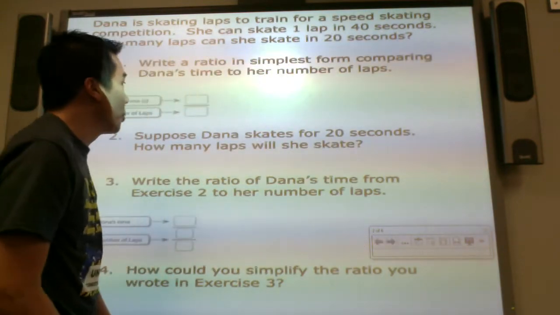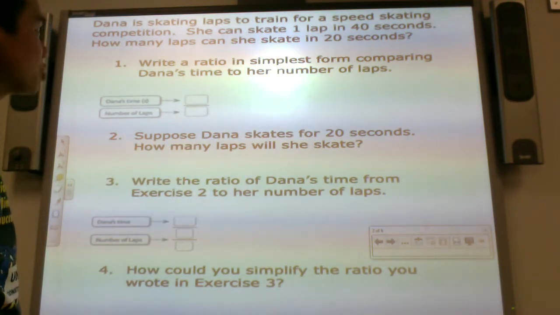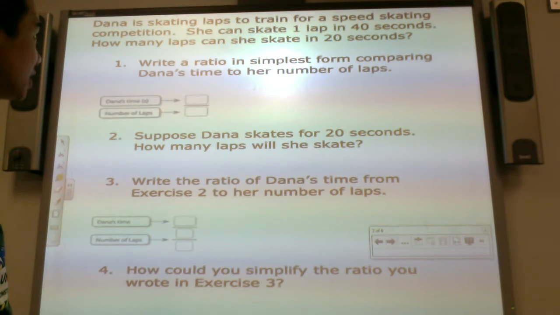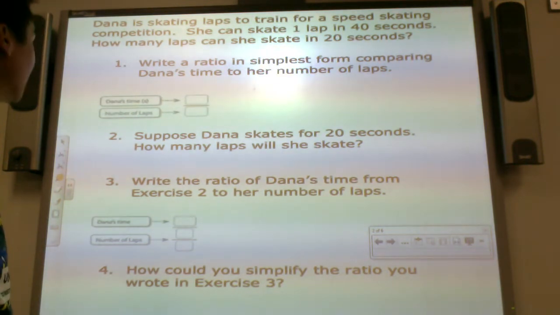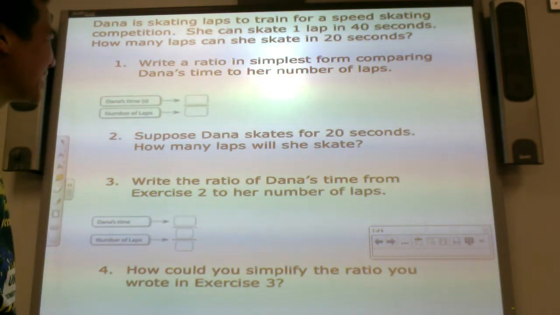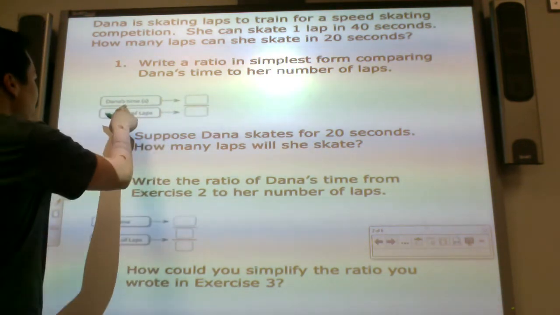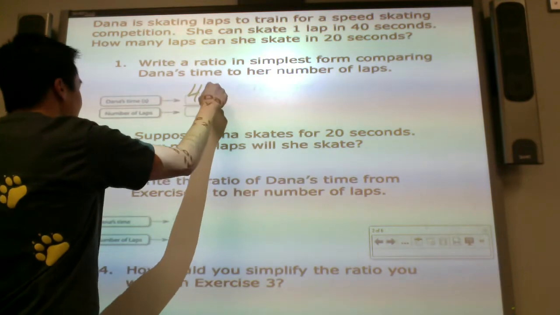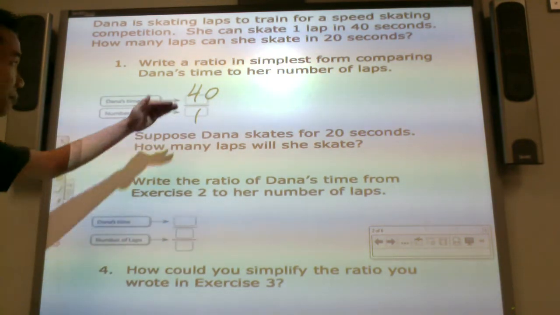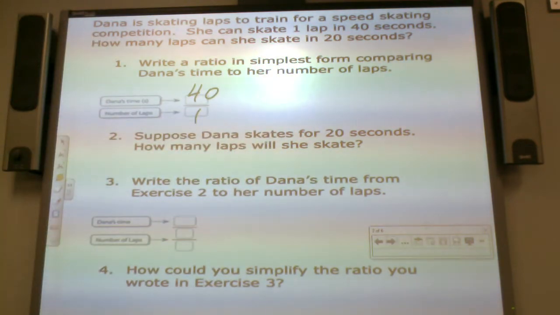So in today's study, we're going to talk about complex fractions. So, for example, Dana is skating laps to train for a speed skating competition. She can skate 1 lap in 40 seconds. That's pretty fast. How many laps can she skate in 20 seconds? Write a ratio in simplest form comparing Dana's time to her number of laps. So what's her time? 40 seconds in 1 lap. So I just wrote a ratio. Did not label it, as you can tell. Suppose Dana skates for 20 seconds. How many laps would she skate?